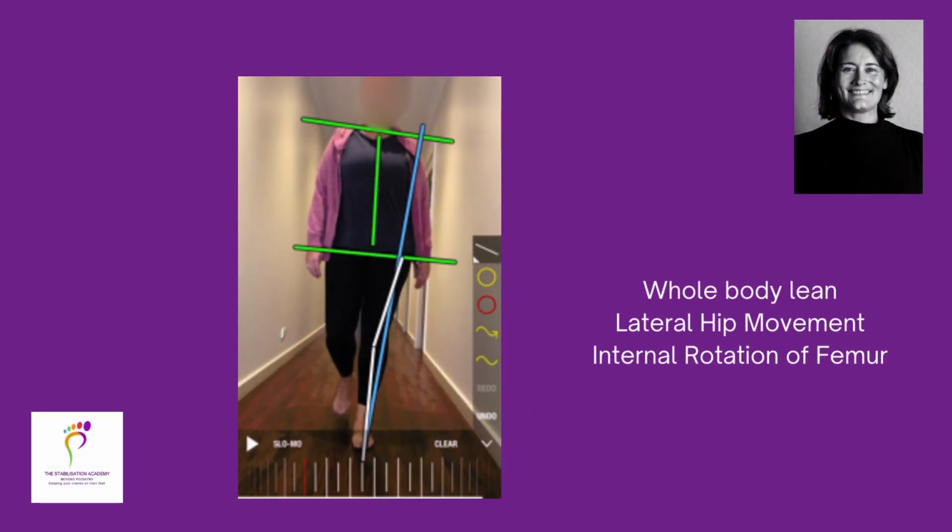On this last slide, we can see a lot of internal rotation of the femur, causing a knee valgus here. And this usually coincides with the whole body leaning to the lateral aspect, which is the blue line, leaning over. And also you have some lateral spine flexion, some lateral hip movement, particularly on that side as well.